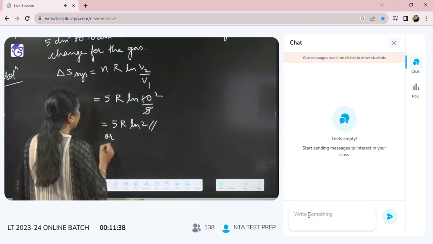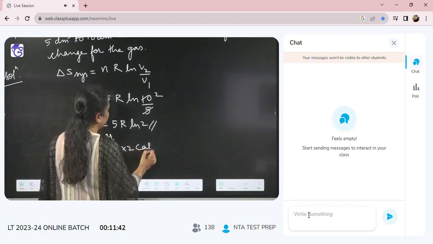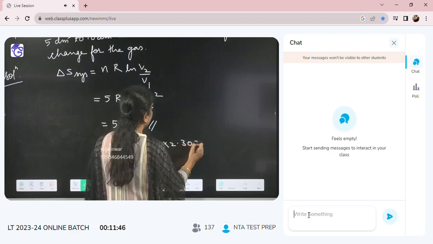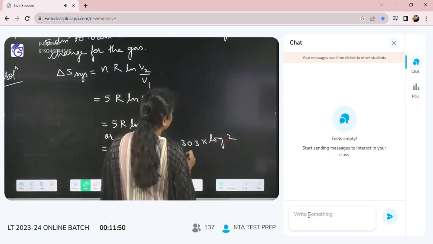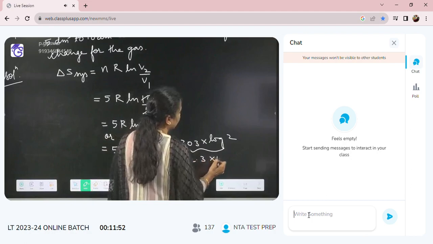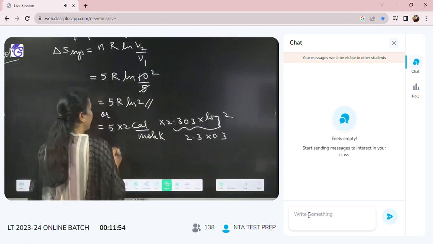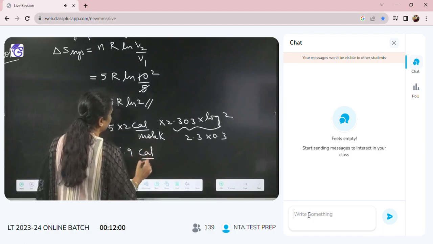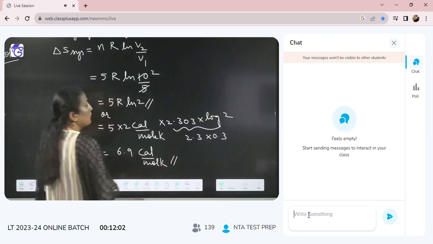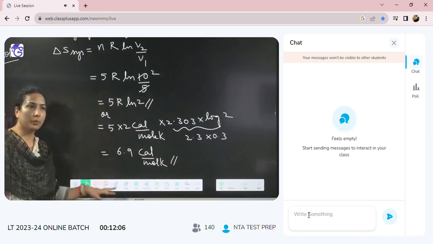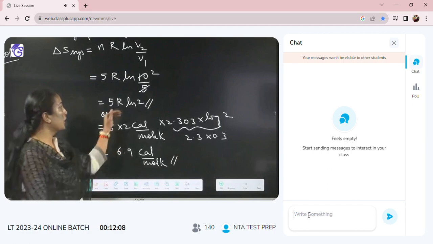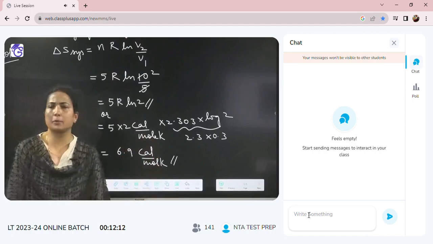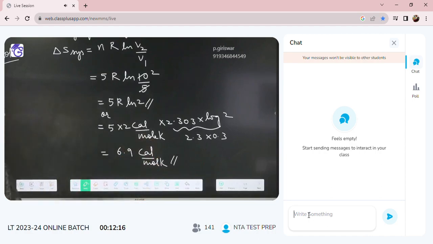So here I'll be writing this as 5 into 2 calorie per mole Kelvin. ln to log will be 2.303 into log 2. And basically I am taking this as approximately 2.3 and log 2 is 0.3 only. So I'll be getting 0.69. So I'll be getting the total answer as 6.9 calorie per mole Kelvin. So you should be comfortable solving in this way also. Normally it will be given in the earlier format, but you never know, the examiner can ask you for calorie per mole Kelvin or joule per mole Kelvin.